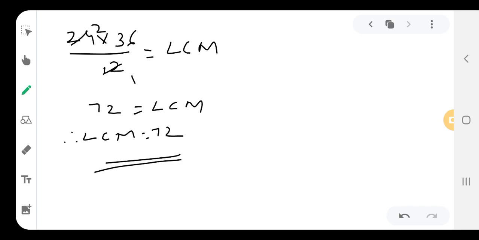Okay. So now let us go to the numericals. So we will see the numericals of the exercise 1.1.